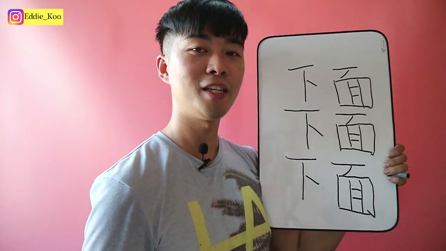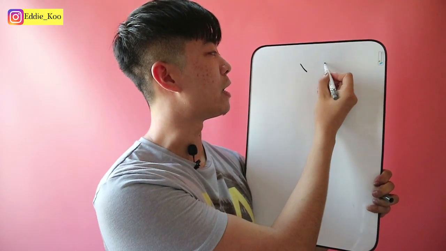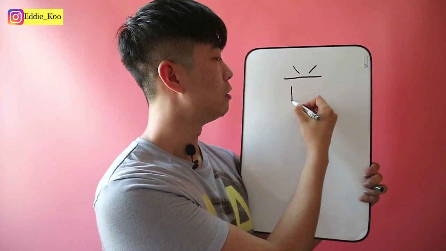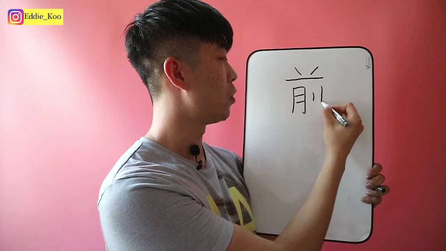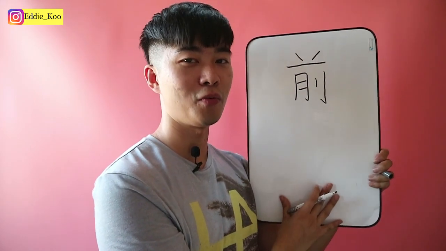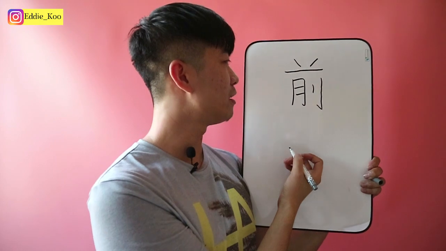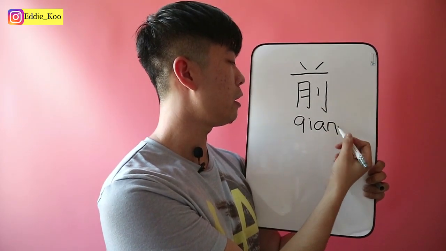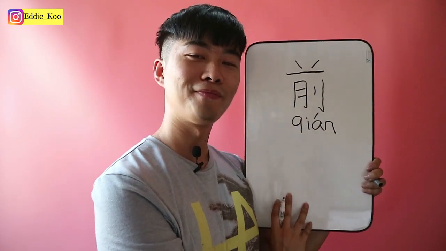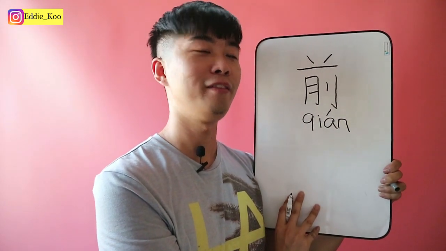下面, 下面. Now let's learn before or in the front, and the character is 前. Looks like this. Whoa. Looking difficult? Don't worry, I'll break it down. The pinyin is Q-I-A-N, 前, with the second tone, 前.